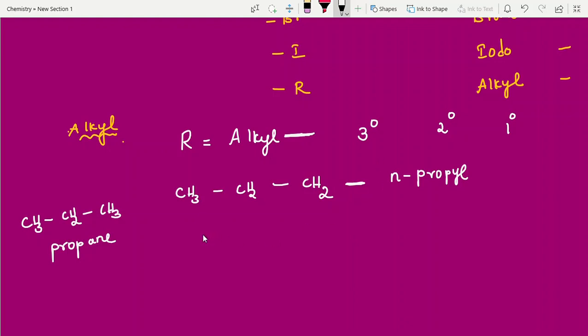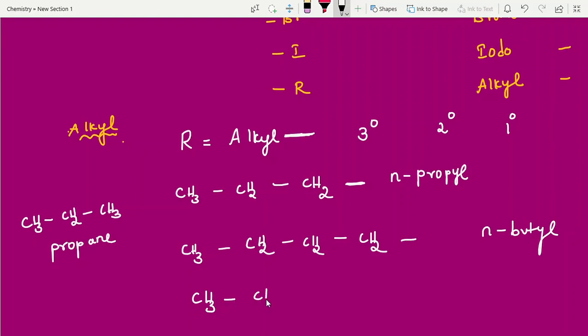Next one, N-butyl. Can you try N-butyl? N-butyl is nothing but how many carbons, students? Yes, 4 carbons. This is N-butyl. Can you try N-pentyl? Yes. CH3, CH2, CH2, CH2, CH2, linkage. This is N-pentyl.